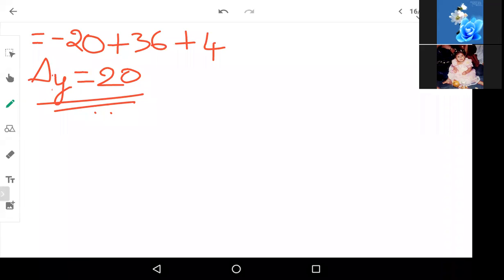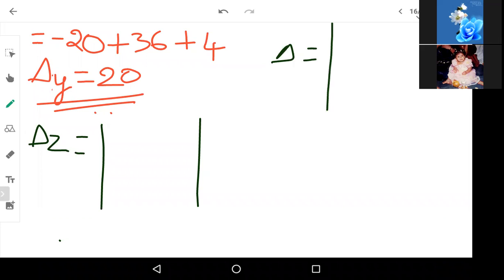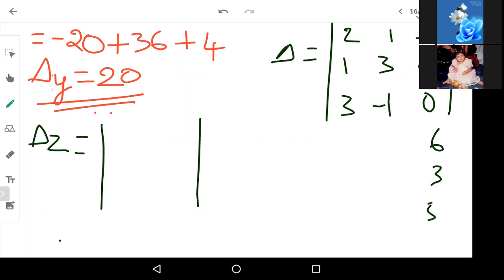Now moving on to find out delta z. Again you have to find the determinant. What is the basic delta? Basic delta was 2 1 minus 1, 1 3 2, 3 minus 1 and 0. And what were the constants? 6, 3 and 5. This will be given in the question.